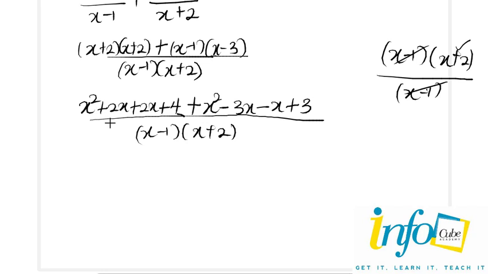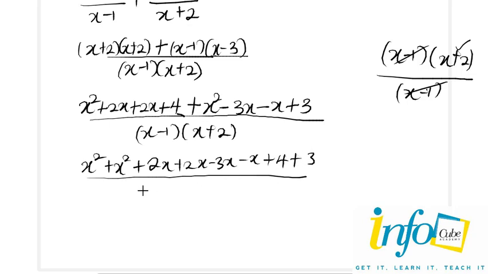Then we collect like terms. So you have x squared plus x squared plus 2x plus 2x minus 3x minus x, then plus 4 plus 3, over x minus 1 and x plus 2. x squared plus x squared will give us 2x squared.